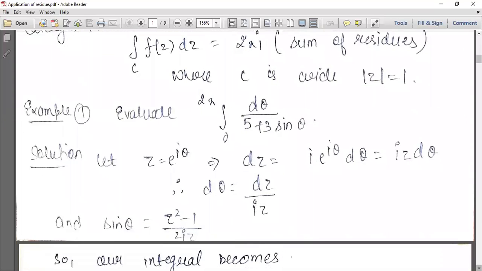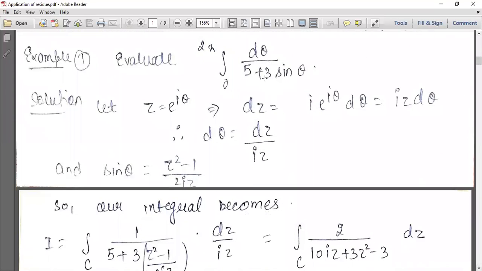It says that evaluate integral 0 to 2 pi d theta over 5 plus 3 sin theta. So I will let z equal to e raised to the power i theta. Then dz equal to i e^(i theta) d theta. So replace e^(i theta) with z, I will get iz d theta. Then my d theta will be dz by iz. And sin theta, as we have seen above, is z square minus 1 divided by 2iz. And obviously my contour of integration will be a circle modulus z equal to 1.